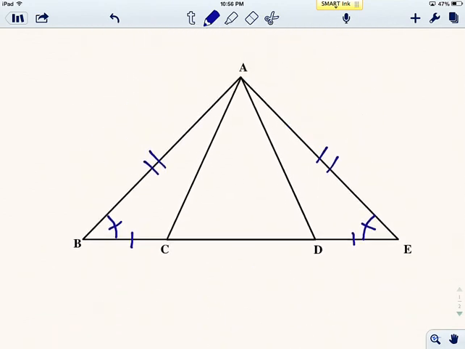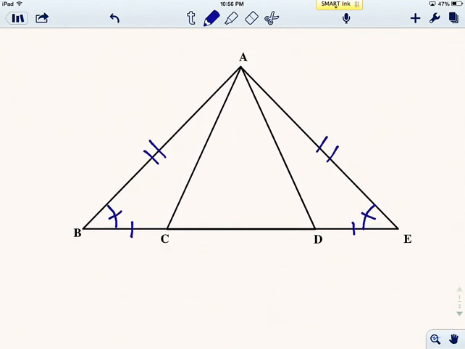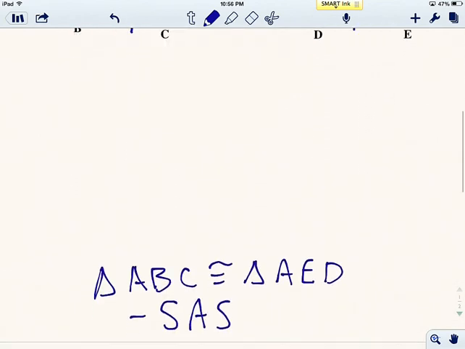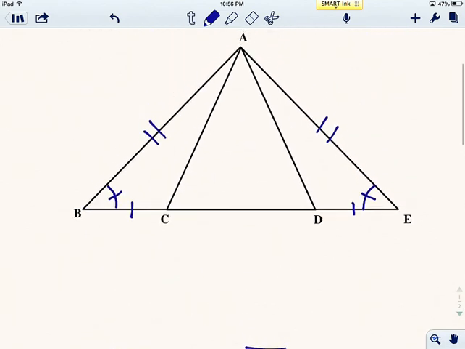So I see that I've got side, angle, side right now, and that's what's going to prove ABC is congruent to AED. But now I need to write down what I just drew in. So I drew in that AB is congruent to AE. So let's write that. AB is congruent to AE. All right, but I need a piece of evidence that proves that, right? So what's my evidence going to be?